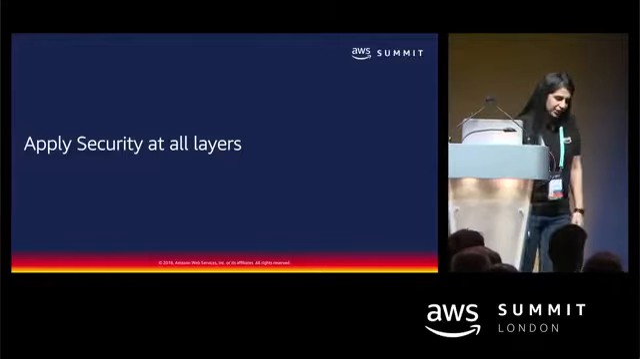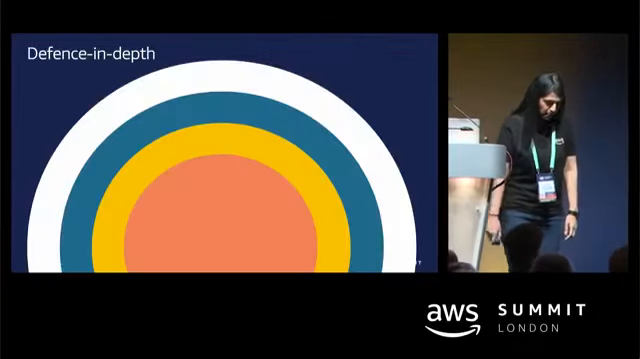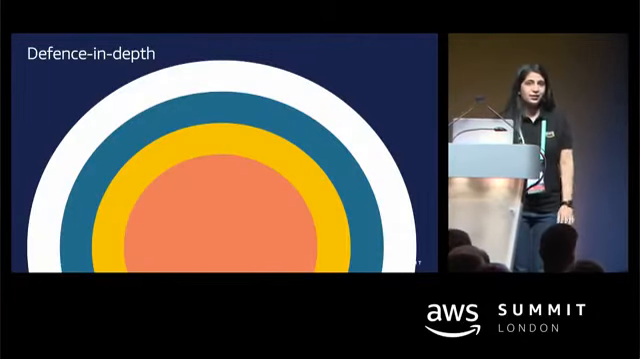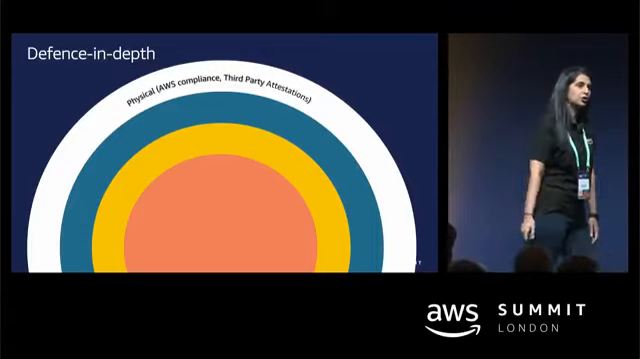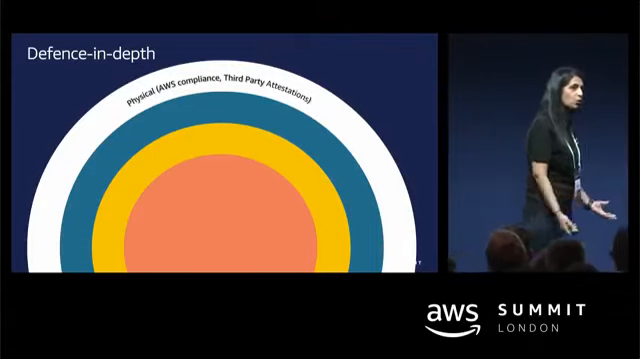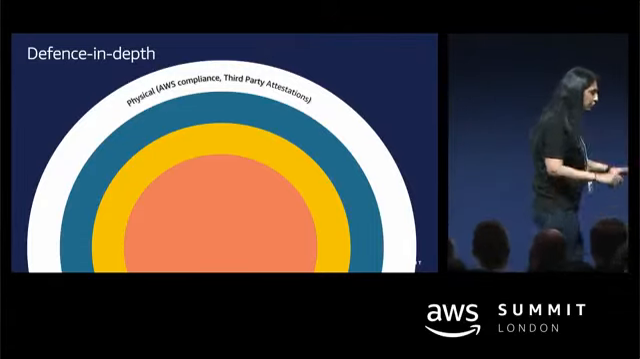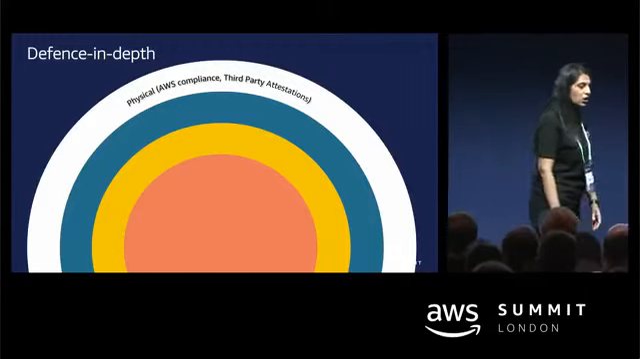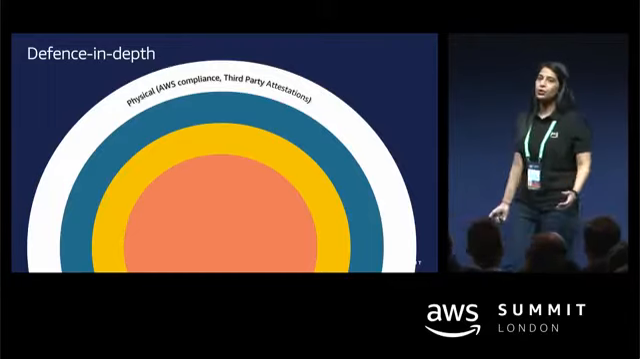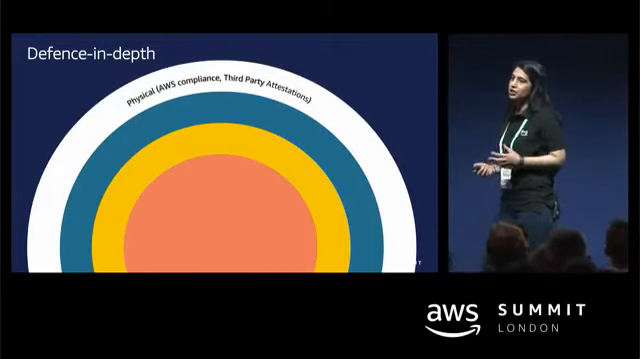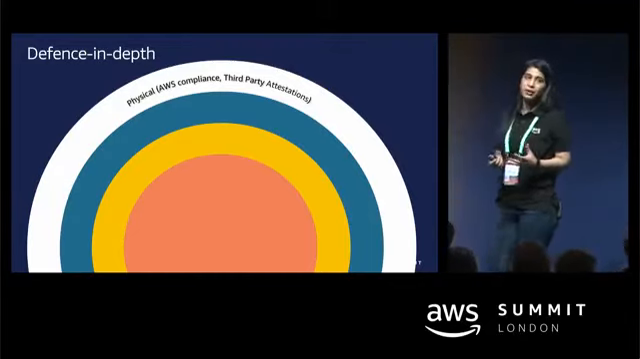So, applying security at all layers. Defense in depth. This is a good place to talk about our shared responsibility model, where AWS takes responsibility for the physical infrastructure, so security of the cloud, and customers are responsible for security in the cloud. So the architectures that you design, your infrastructures, that is all yours.